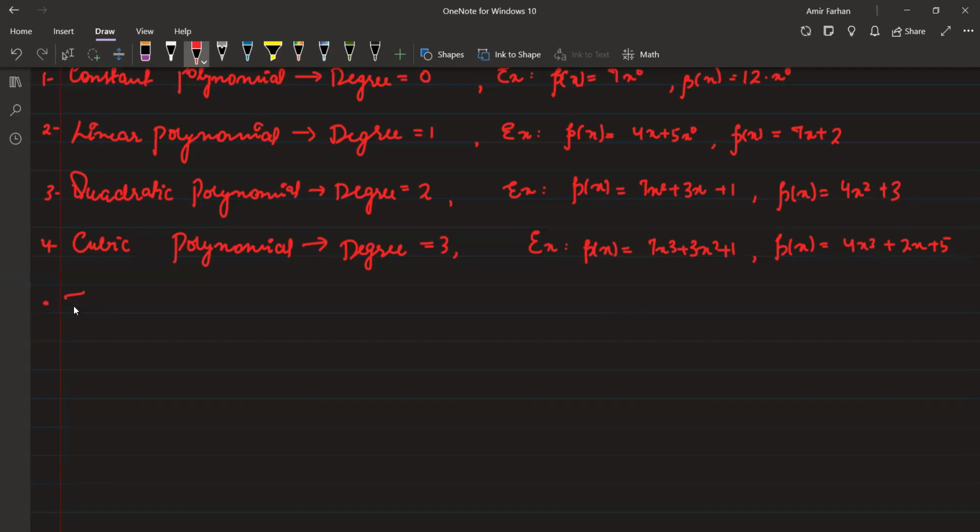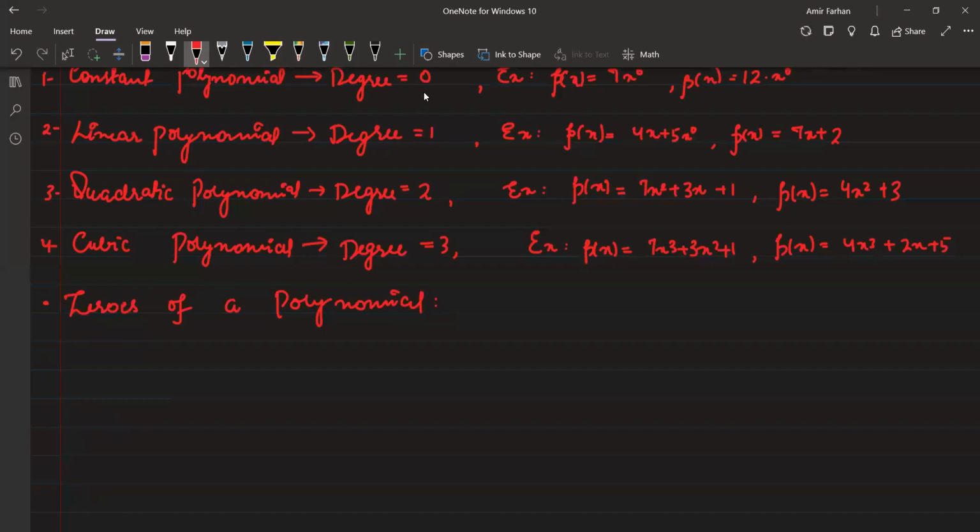Very good. Zeros of a polynomial. So zeros of a polynomial means a specific value that makes the polynomial 0. That's what zeros of a polynomial mean. It means that it will satisfy the polynomial. And basically, the zeros of a polynomial depend on the degree of the polynomial.